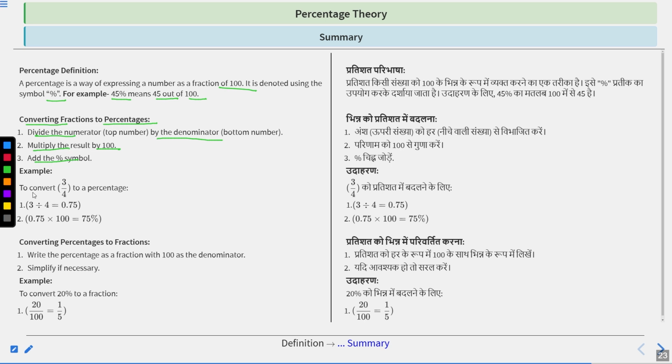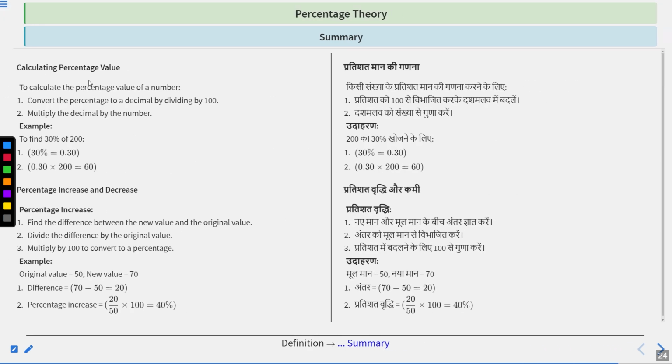Now, 3 by 4. When we want to convert 3 by 4 to a percentage, what will we do? 3 divided by 4, we get 0.75. Then we multiply by 100, we get 75%. In the same way, converting percentages to fractions: write the percentage as a fraction with 100 as the denominator, simplifying if necessary. For example, to convert 20% to a fraction, we write 20 upon 100 and when we simplify it, we get 1 by 5, since 20 fives are 100.